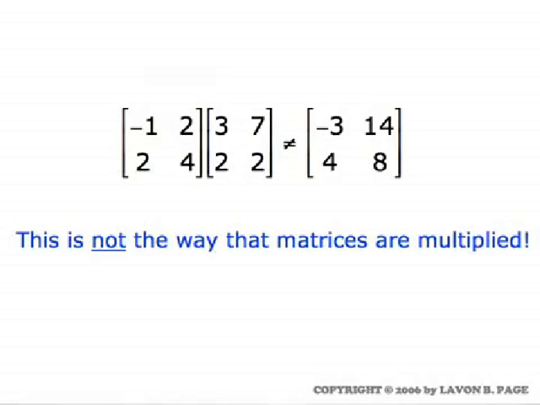Now for matrix multiplication. The first thing to recognize is that it's not the way you might think. You don't multiply just term by term, like -1 times 3 is -3. This is not the way matrix multiplication is done. The reason it's not done this way is because this kind of multiplication doesn't prove to be very useful.